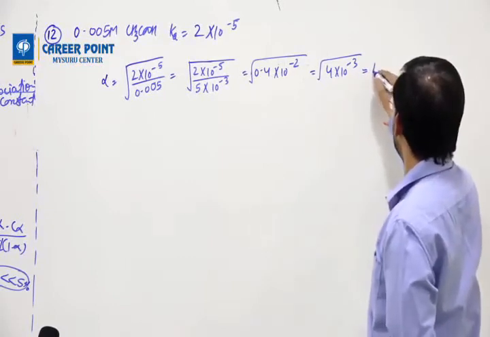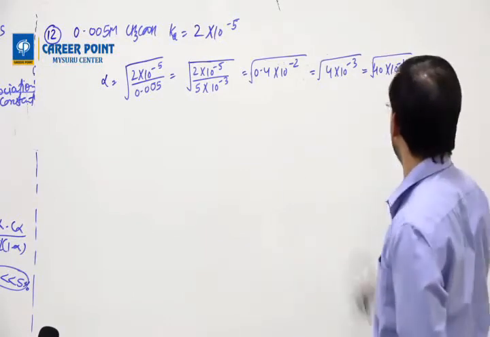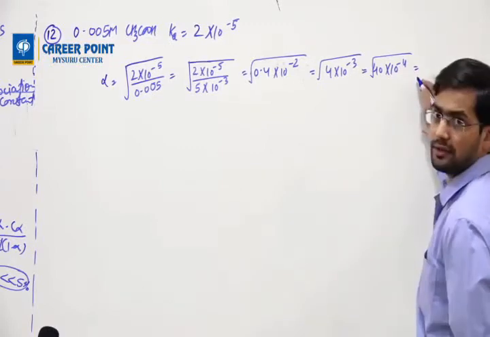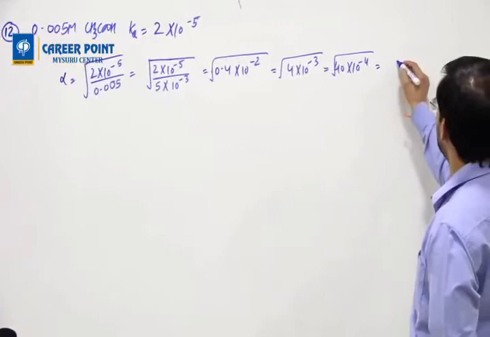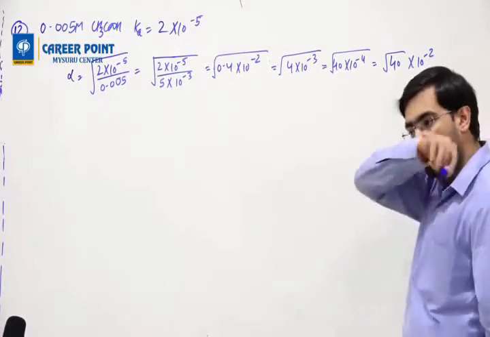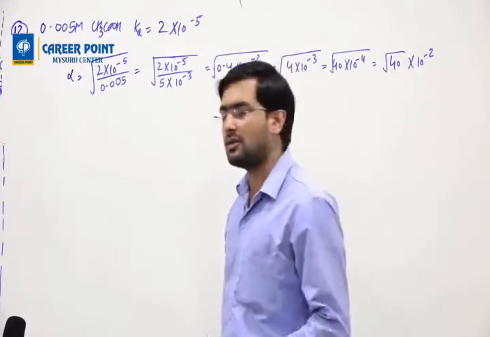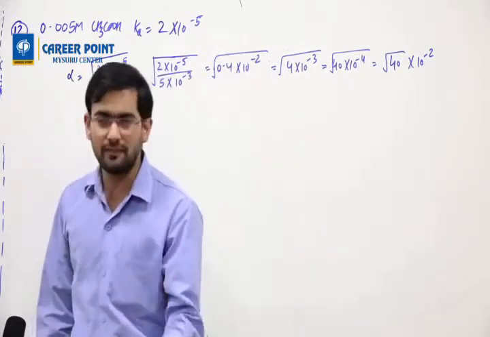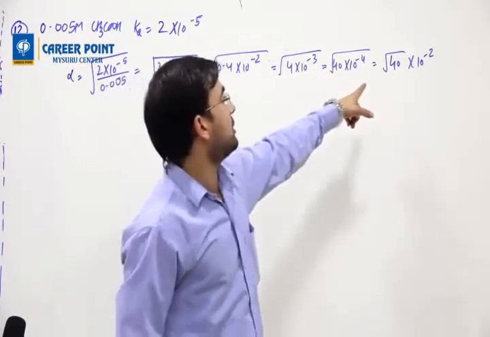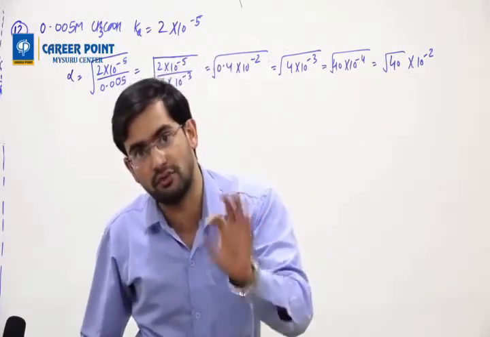Okay, so then one more step I'll do, 40 into 10 power minus 4. There is a reason, because if you do it like this, the power is easy to solve. Okay, so now I'm going to take the under root. Under root of 40 into 10 power minus 2. Now under root of 40 we don't do the way we do in mathematics, okay? We need to think very simply. This is square root of 40. You need to think of a value whose square is 40.